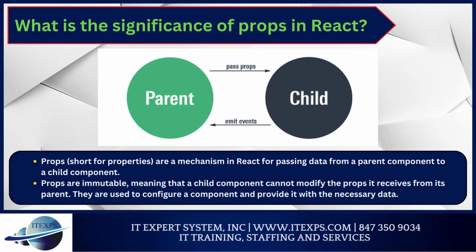What is the significance of props in React? Props, short for properties, are a mechanism in React for passing data from a parent component to a child component. Props are immutable, meaning that a child component cannot modify the props it receives from its parent. They are used to configure a component and provide it with the necessary data.